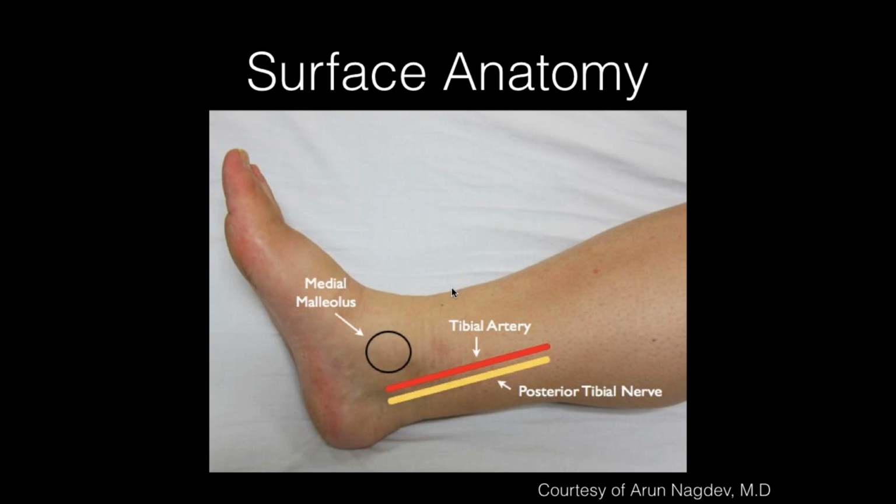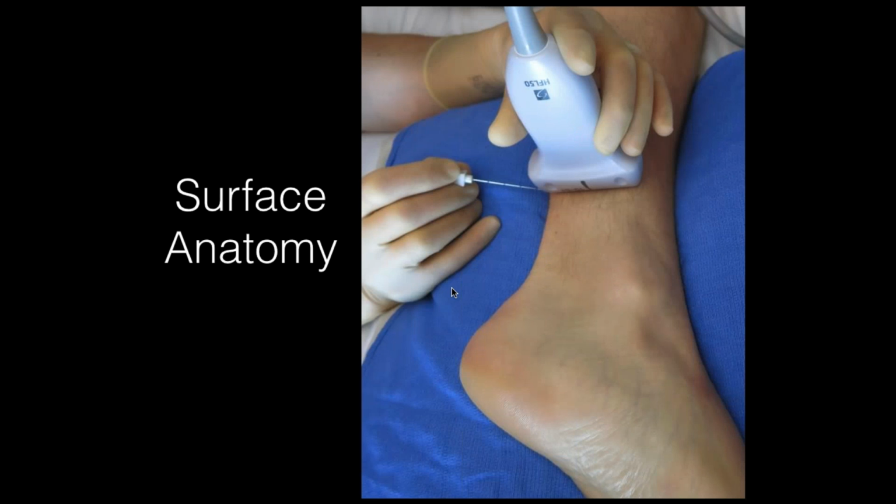The surface anatomy is you're going to be looking for the medial malleolus and then tracing up with the probe such that you can identify the artery. Traditionally speaking, the artery is anterior to the nerve in anatomy textbooks, but in other anatomic investigations where they look at a variety of different angles, there is a somewhat variable location of the nerve relative to the artery, which is why ultrasound guidance can provide a lot of help in localization.